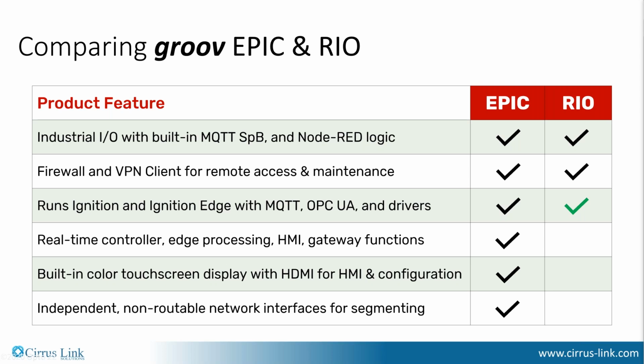We talked briefly about the 2-port switch on Rio. Epic's a little bit different. Its 2 Ethernet ports are completely independent, and that means they're non-routable. One for, say, your IT network and one for your OT network. You can segment those 2 networks through the Epic very powerfully.